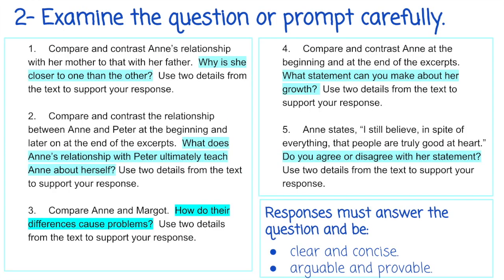Second, you need to examine the question or prompt carefully. So I listed the 5 prompts you had this past week. The first is compare and contrast Anne's relationship with her mother to that of her father. The question is, why is she closer to one than the other? Question 2, compare and contrast the relationship between Anne and Peter at the beginning and later on at the end of the excerpts. Here's the question. What does Anne's relationship with Peter ultimately teach Anne about herself?